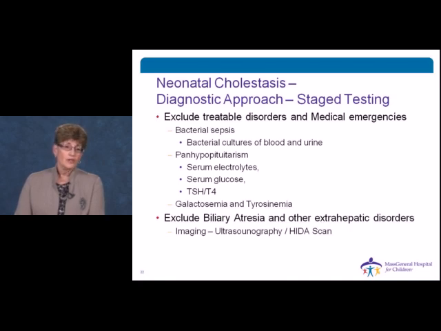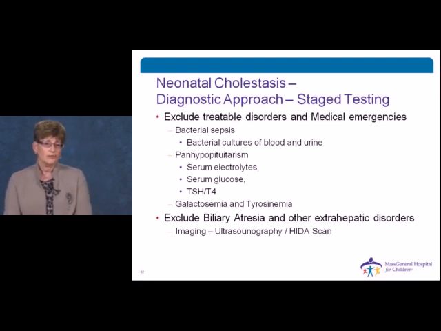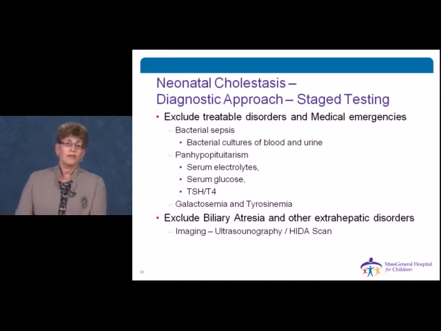Panhypopituitarism also can present with cholestasis, and again, the basic measurements of serum electrolytes, glucose, and thyroid hormone will lead us that way. Galactosemia can present easily as sepsis, and so we'll talk about the test for that, as well as for tyrosinemia. These are important early on because these are eminently treatable, and so therefore need to be found earlier rather than later.